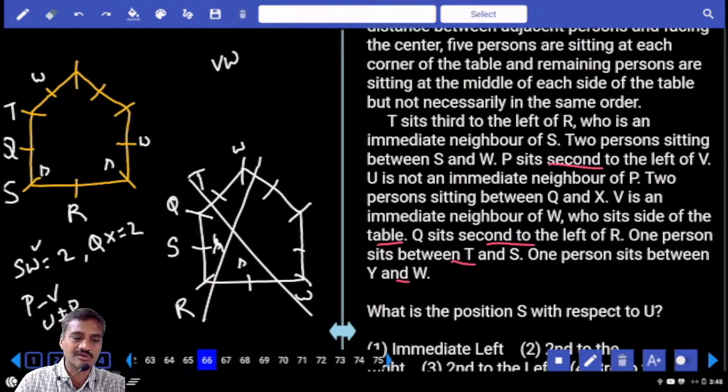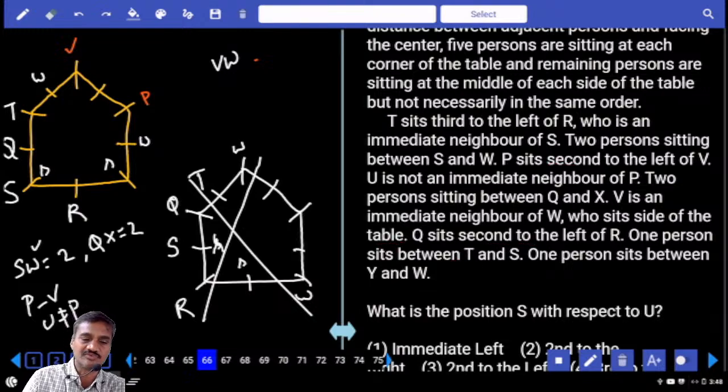Now P sits second to the left of V. V and W are adjacent to each other. Then if you take V at this place, V and W are adjacent to each other. And between P and V, S and W, and Q and X, there are 2 persons. P is seated second to the left of V, then P will be here. And if P is here, then U and P are not adjacent to each other.